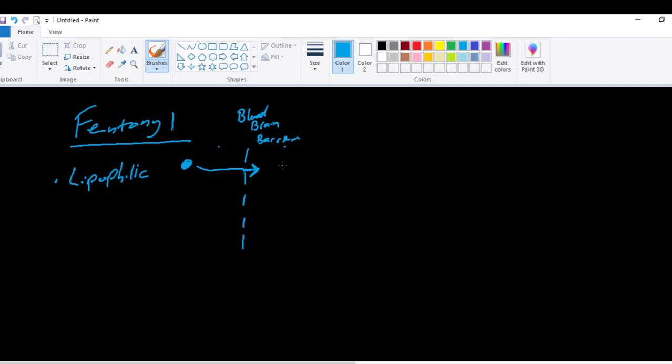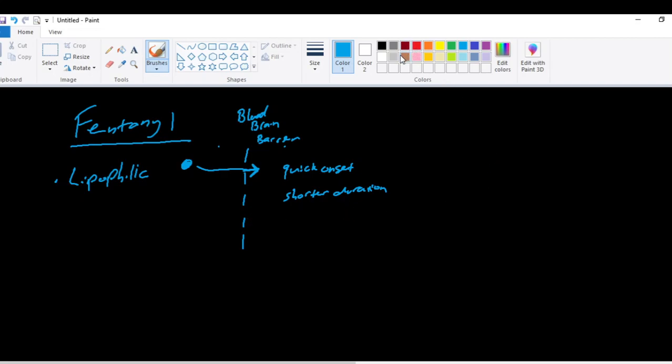So the implication is that there's going to be a quick onset, but at the same time, because it reaches its effect site more quickly, and because of its lipophilic nature, it is going to have a shorter duration compared to other opioids.